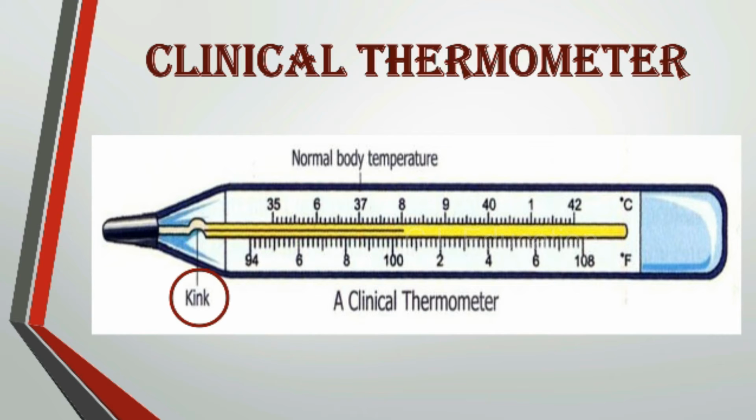There are temperature scales on either side of the mercury thread, one in Celsius scale and the other in Fahrenheit scale. A clinical thermometer indicates temperatures from a minimum of 35 degrees Celsius or 94 degrees Fahrenheit to a maximum of 42 degrees Celsius or 108 degrees Fahrenheit.